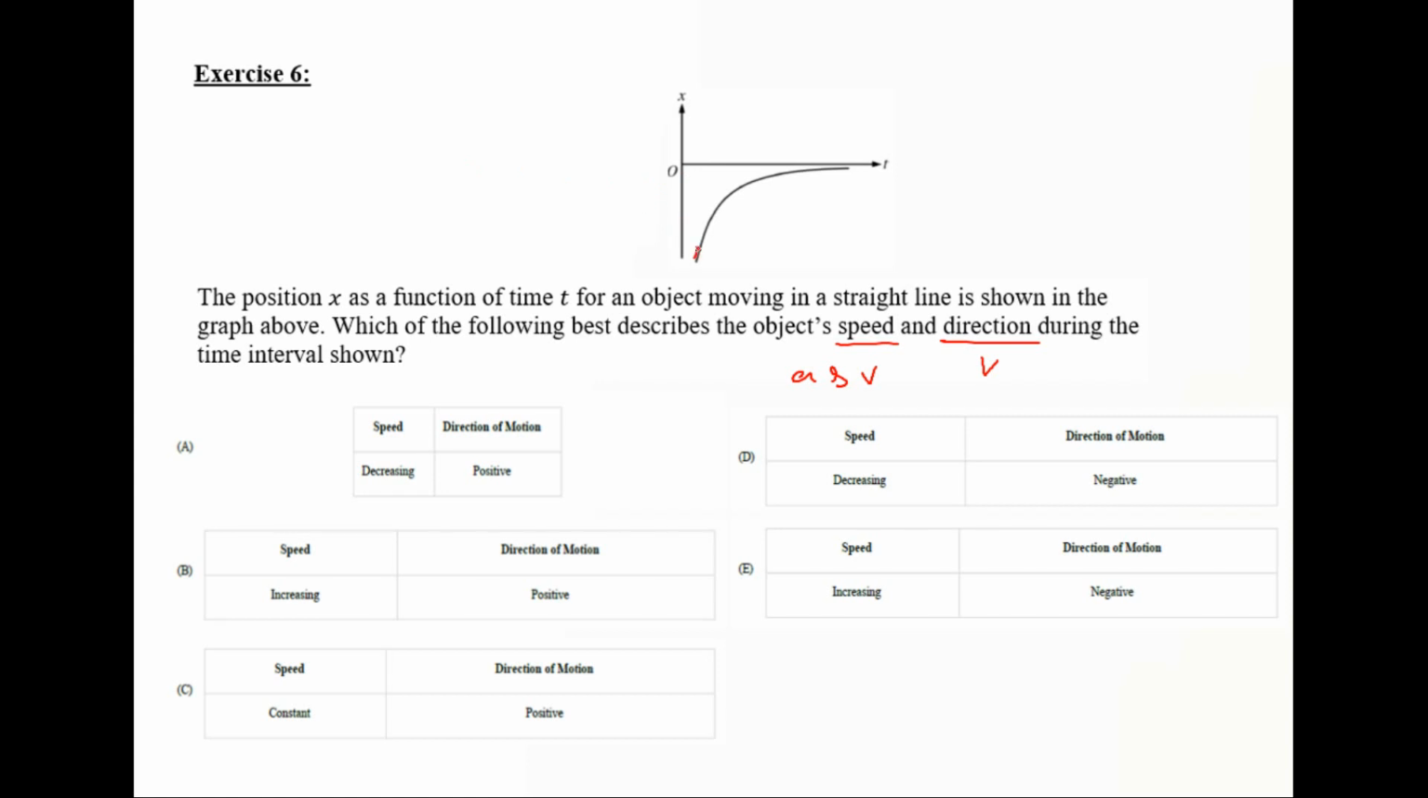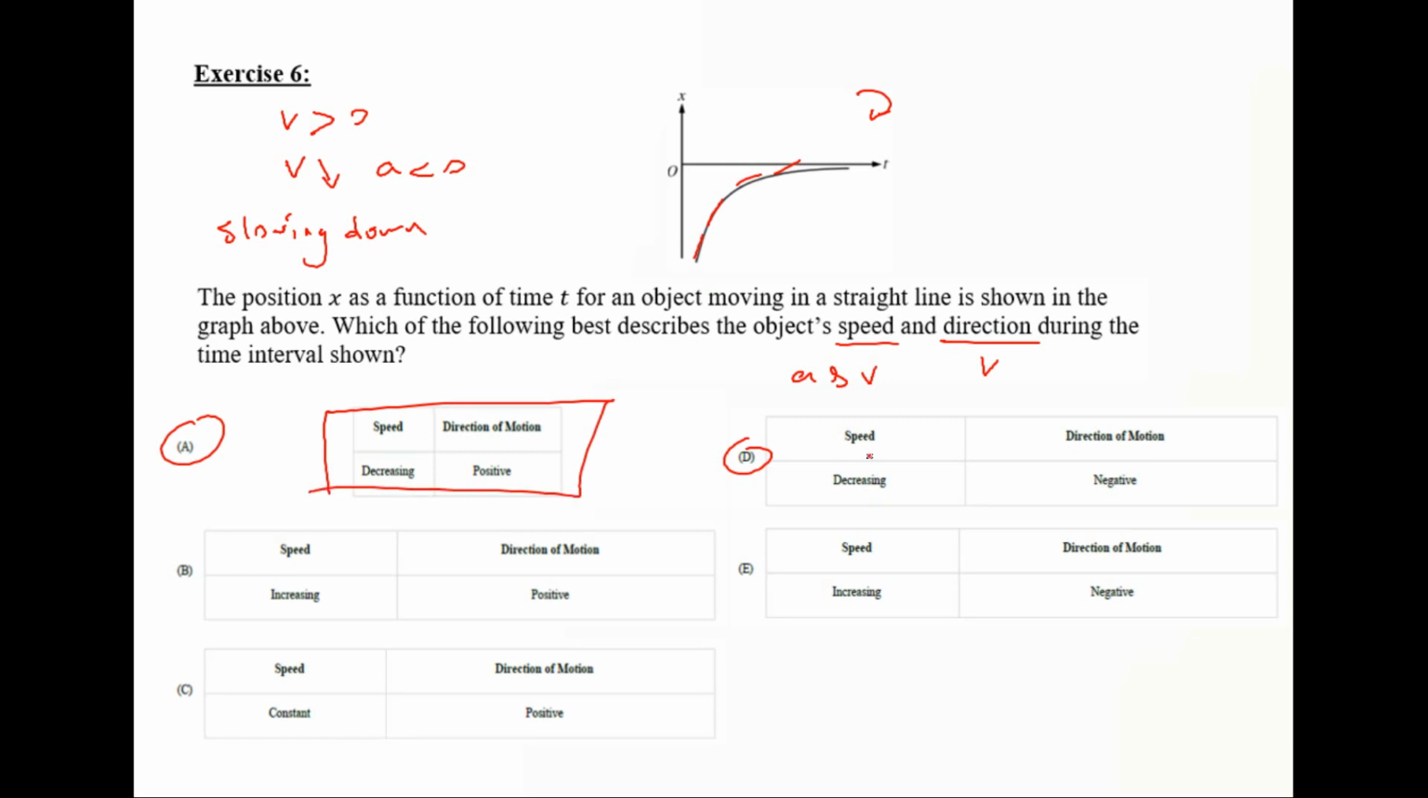Now if we draw tangents at different points, we notice that at each point the slope is pointing upward, so v is positive. The slope is rotating in this manner, so it's decreasing. v is decreasing, which means a is negative. So a and v have opposite signs, which means that the speed is slowing down. So we are slowing down, or the speed is decreasing. So we are interested in either A or D, but the direction of motion is dictated by the velocity. Velocity is positive, so we're in the positive direction of motion, and that would be wrong.